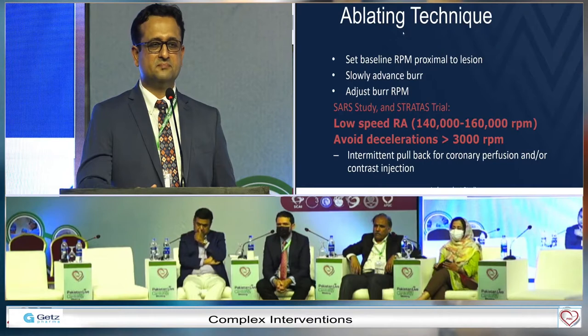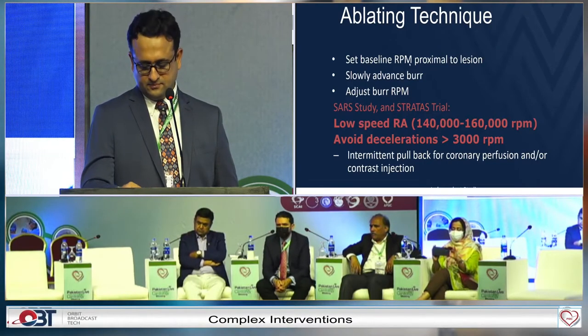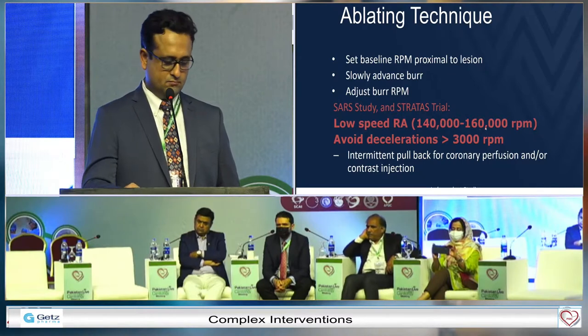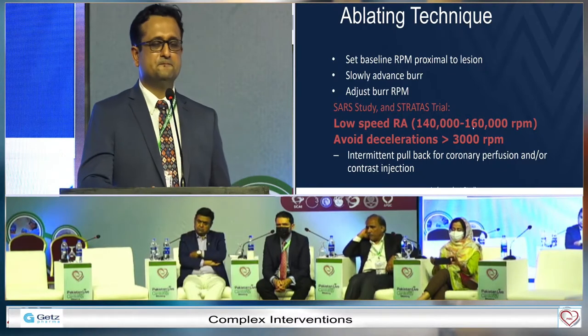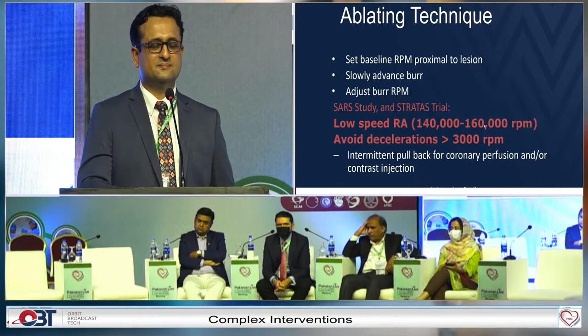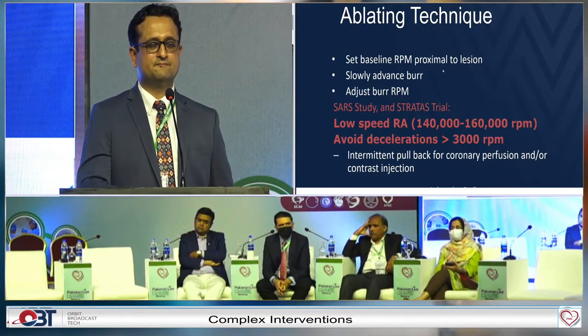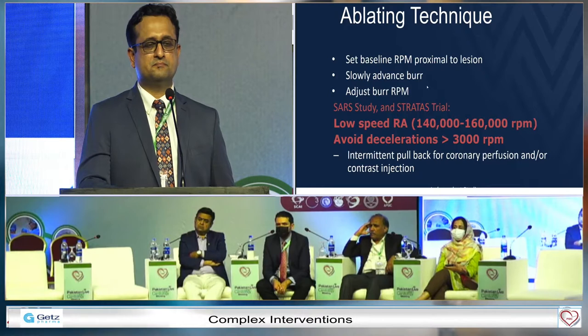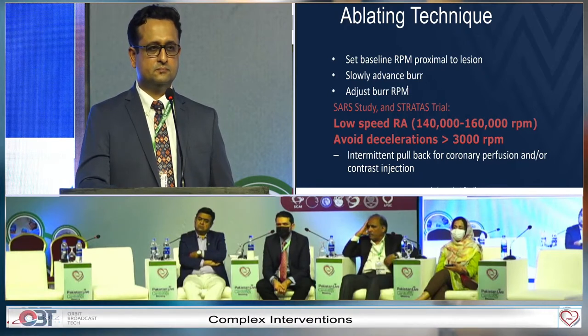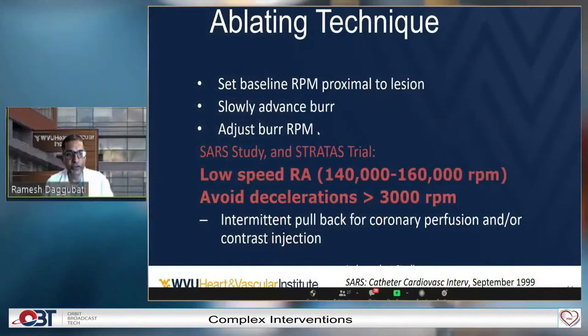For ablating technique, set the baseline RPM; people can choose 140 to 180,000 RPM. I would normally start at 150, and sometimes I go to 160. Set the baseline RPM proximal to the lesion, slowly advance the burr while you are at 150,000 RPM or so, and adjust the RPM. One of the nurses can be looking at it and adjusting it as need be.